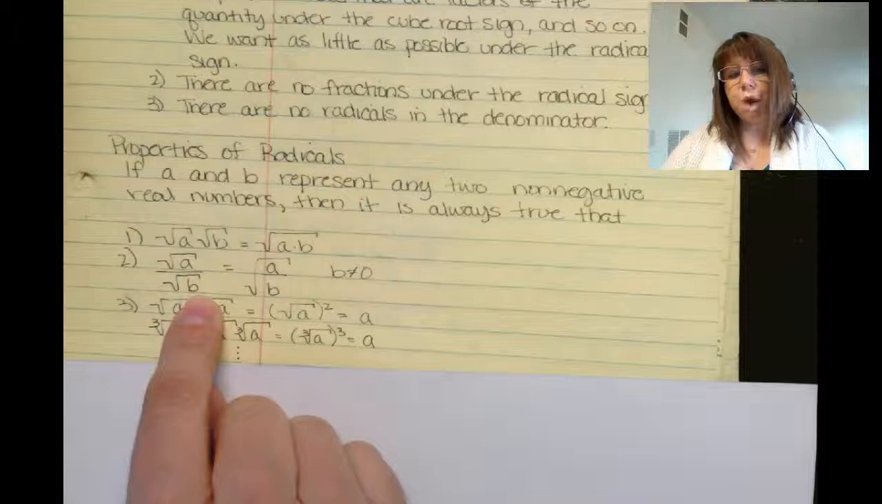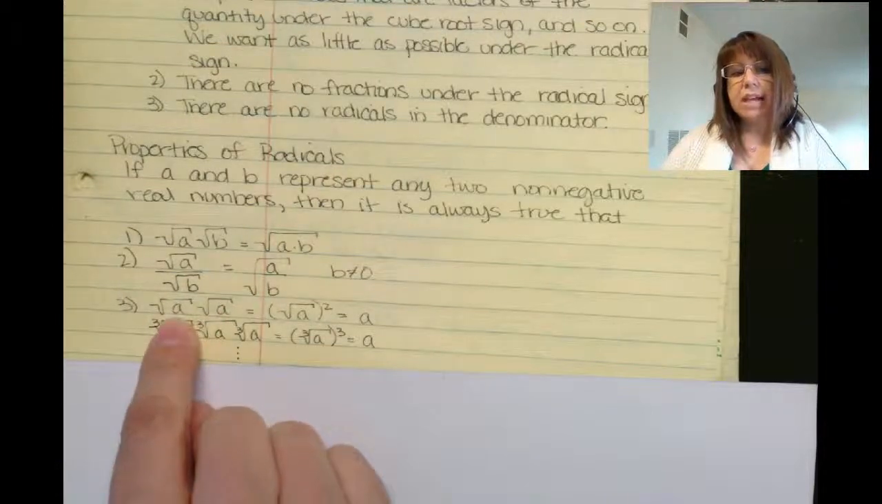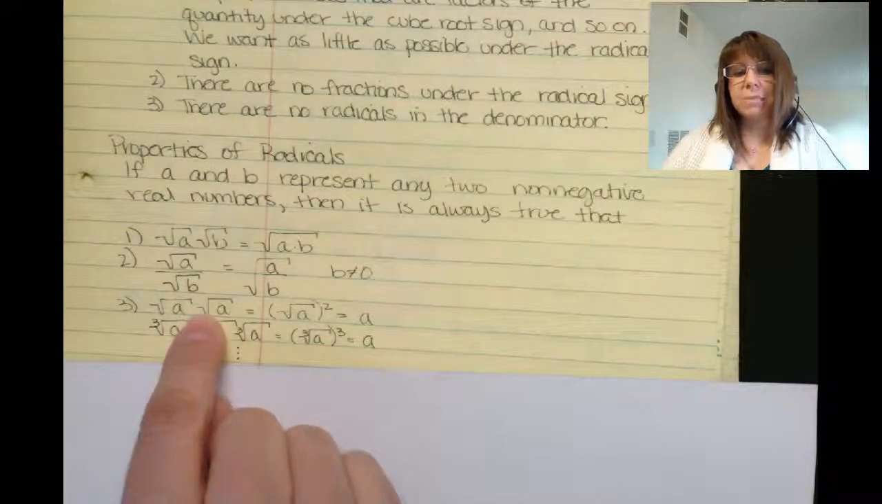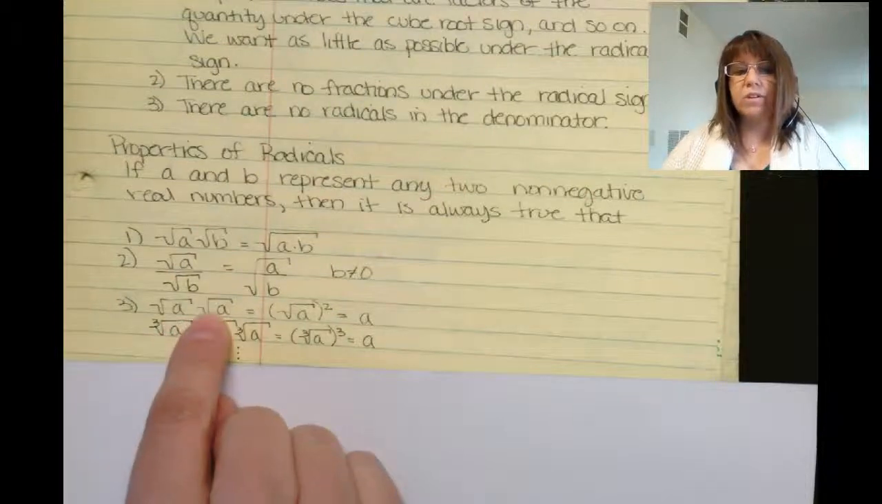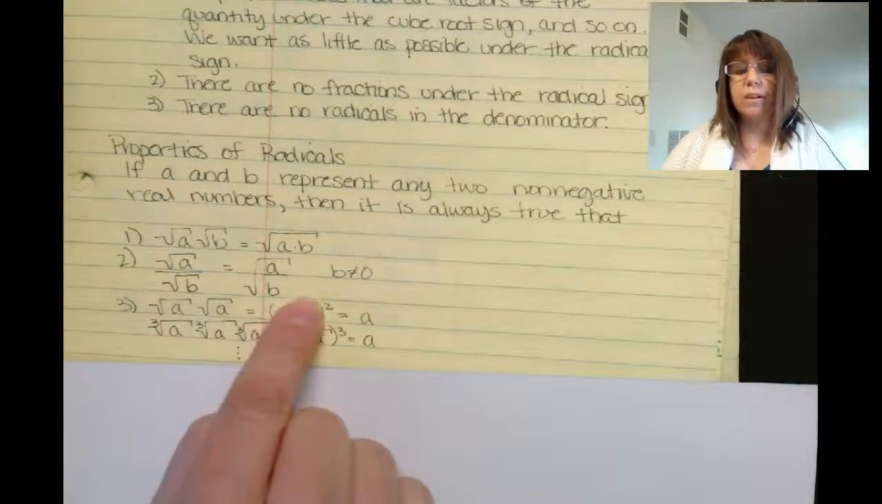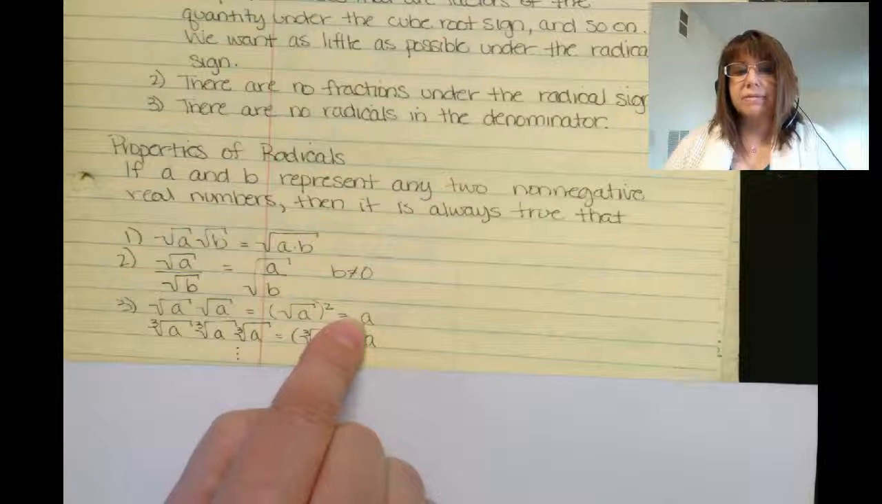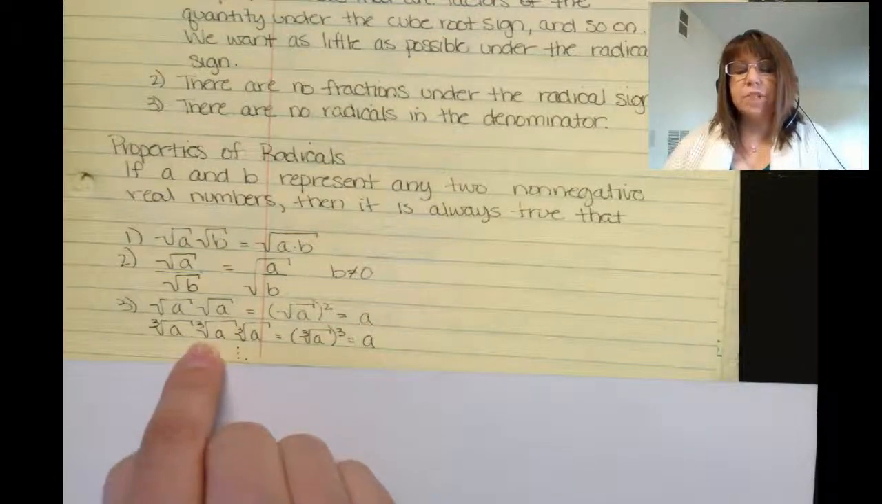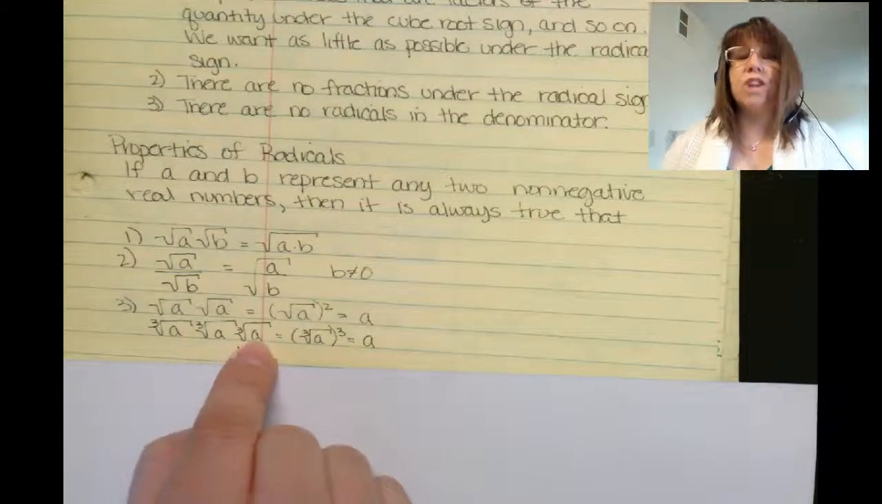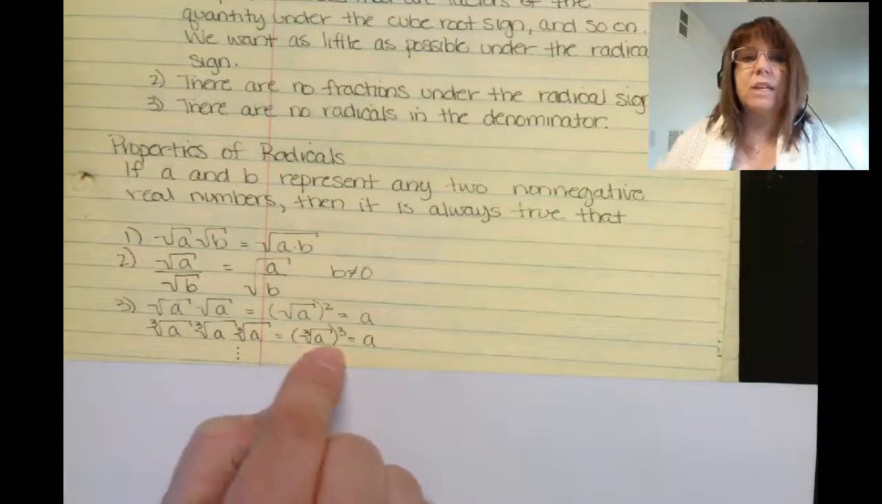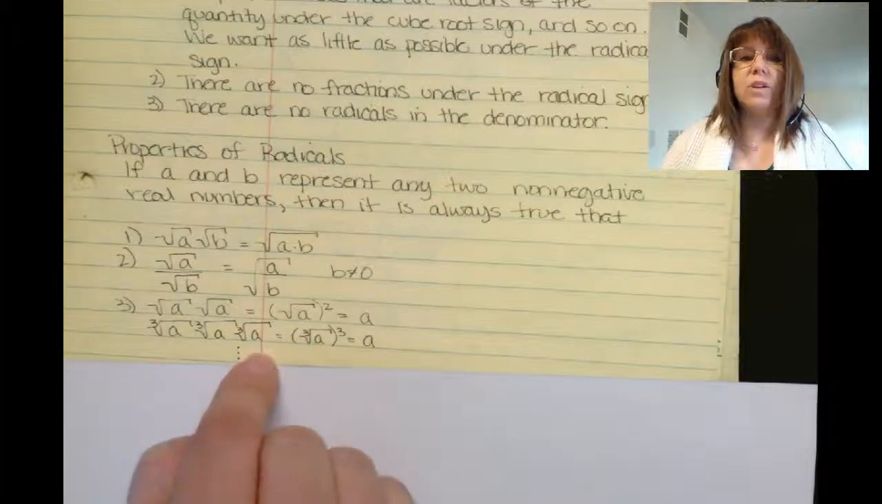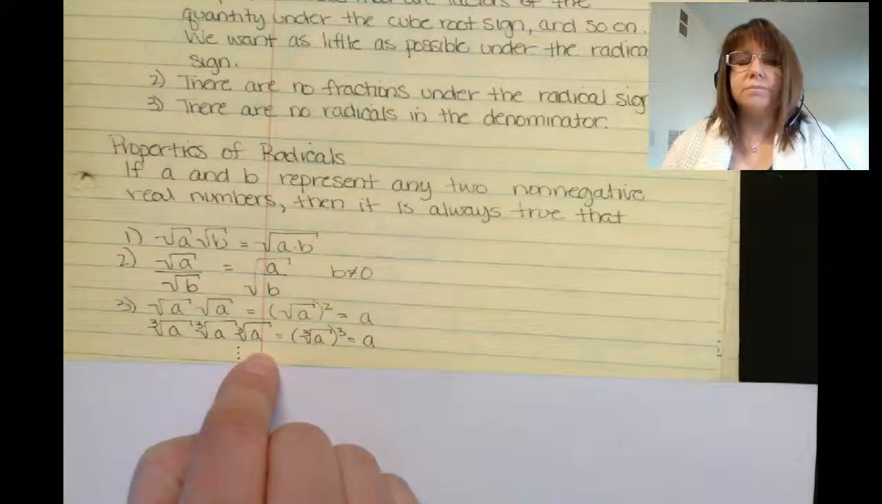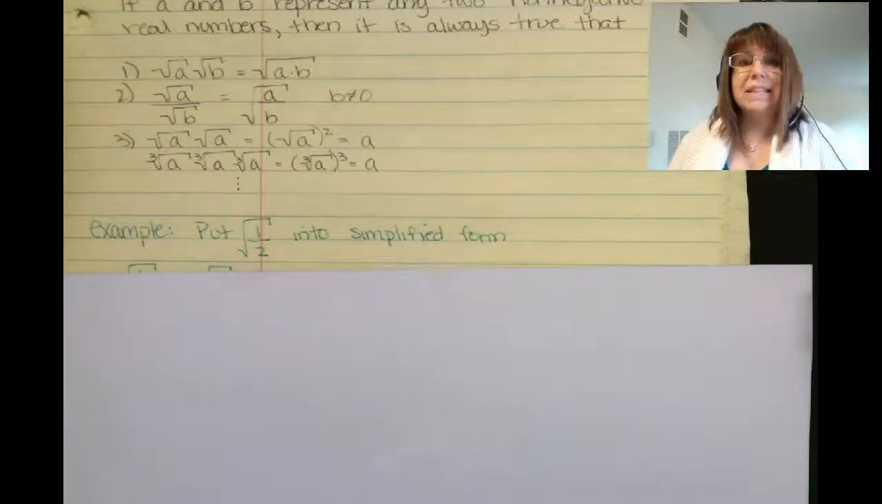And here's a third property. The square root of a times the square root of a equals the square root of a squared, but that equals a. Likewise, the cube root of a times the cube root of a times the cube root of a equals the cube root of a cubed, and that also equals a. And you can continue that line of thought for fourth root, fifth root, and so on. So let's work with an example to put into simplified form.